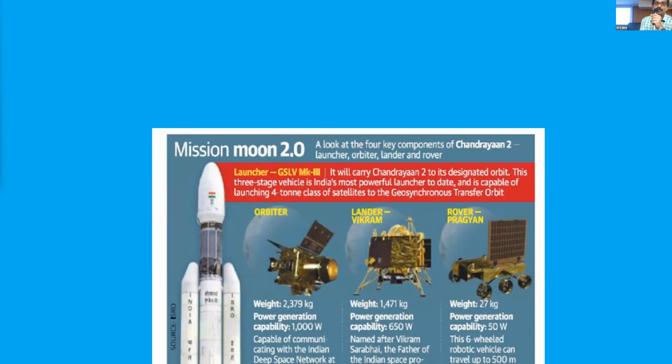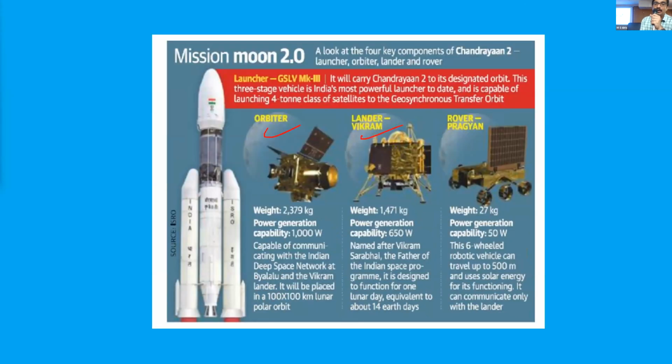In Chandrayaan-2, as I said, three things are used: orbiter, lander, rover. The orbiter is not named, it is just the Chandrayaan-2 orbiter. The lander is named Vikram. The rover is named Pragyan. What is the launch vehicle? Not PSLV. GSLV Mark 3. So this is about Chandrayaan-2.